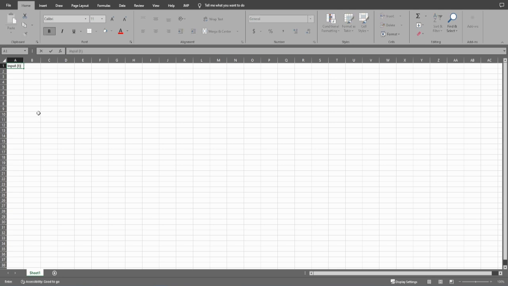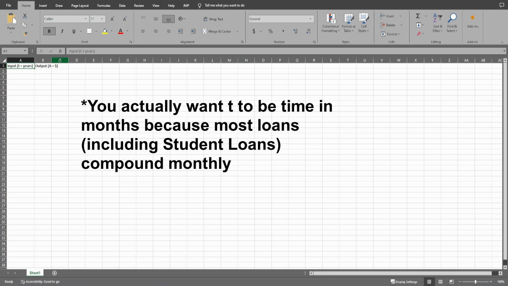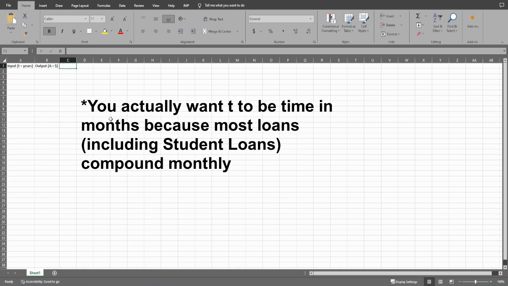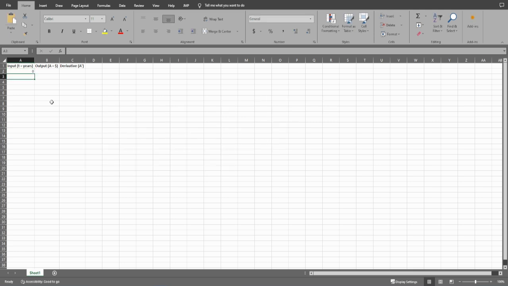So if you're following along with me, you'll want to create 3 columns. The input t, this will be the time in years since you took out the loan. We'll have the output a, the amount that you currently owe on the loan. And we'll have the derivative a prime, which is how much your loan will grow each year. So in the input column, we put the number of months going 0 to, I don't know, a lot. Student loans are expensive. It might take a while to pay these off.